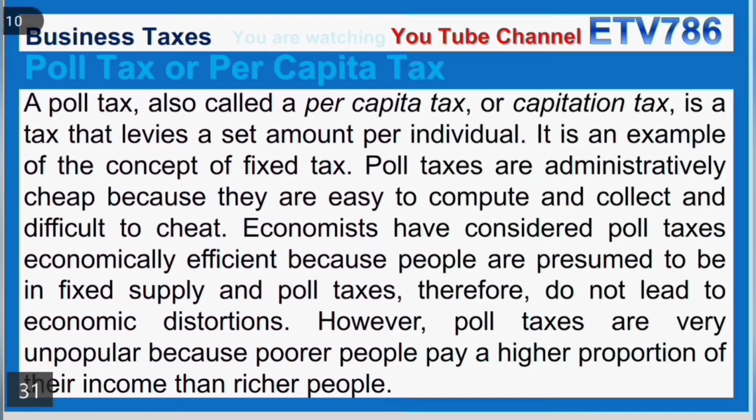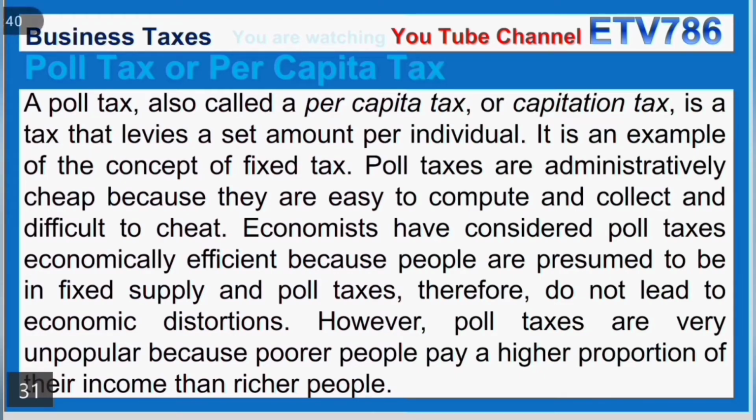Poll tax or per capita tax. A poll tax, also called a per capita tax or capitation tax, is a tax that levies a set amount per individual. It is an example of the concept of fixed tax. Poll taxes are administratively cheap because they are easy to compute and collect and difficult to cheat.